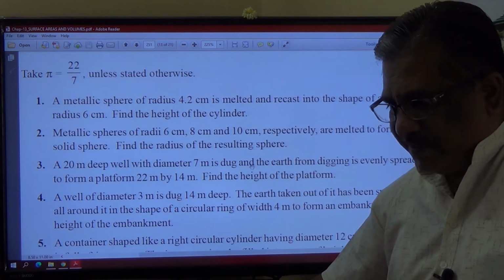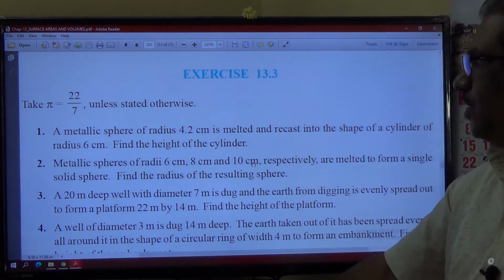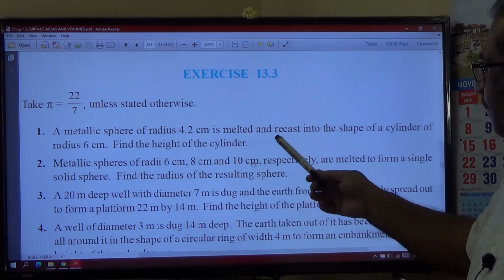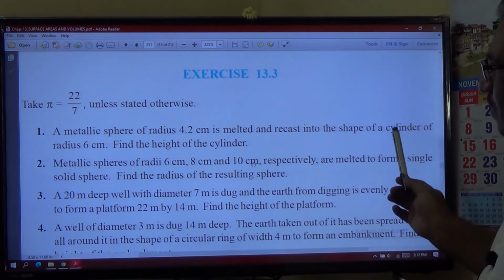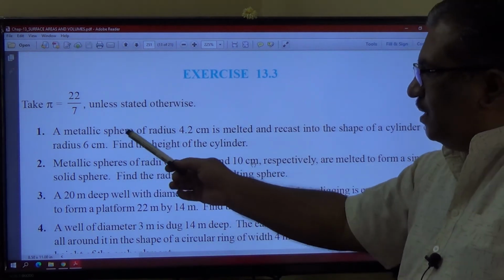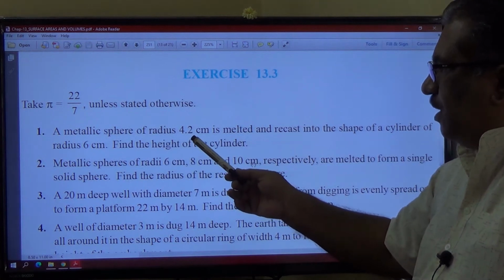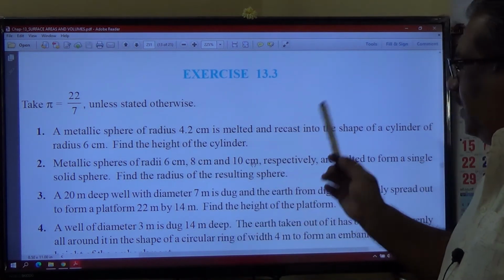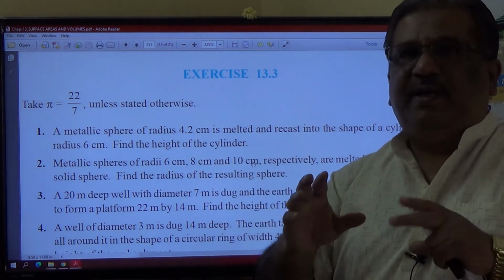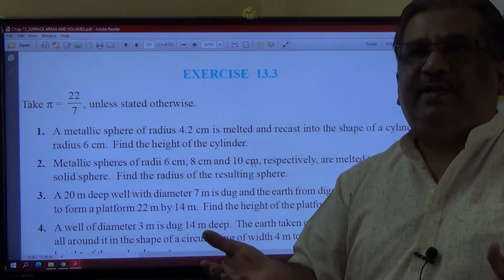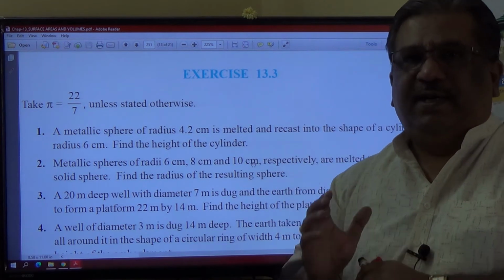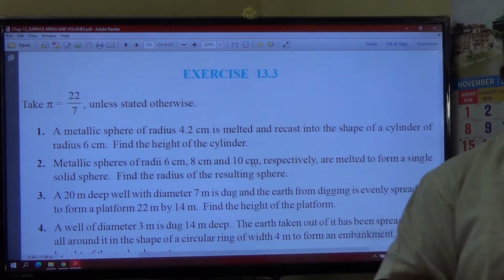First question: a metallic sphere of radius 4.2 centimeter is melted and recast into the shape of a cylinder of radius 6 centimeter. Find the height of the cylinder. There is a metallic sphere of radius 4.2 centimeter. The sphere is converted into a cylinder. How is this converted? A metallic sphere is melted and converted into a different shape, that is a cylinder. So volume of the sphere should be equal to volume of the cylinder. So let us solve this on the board now.